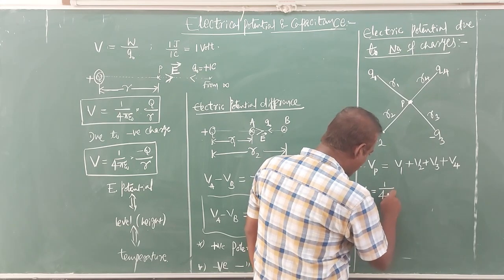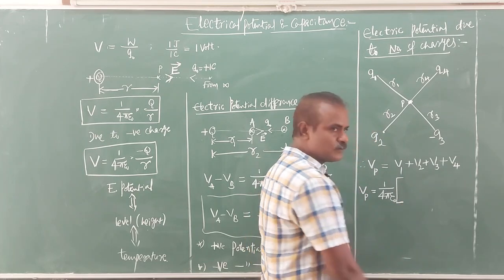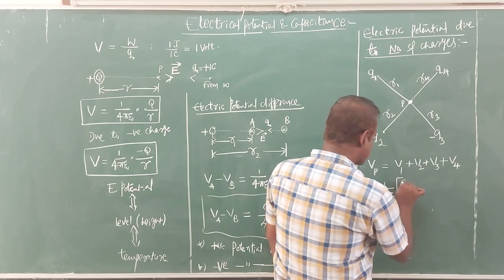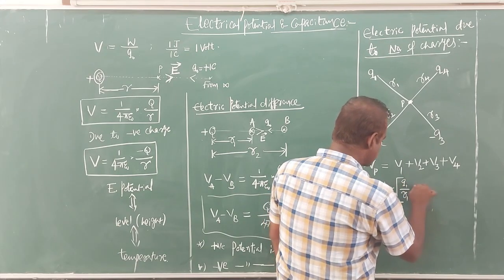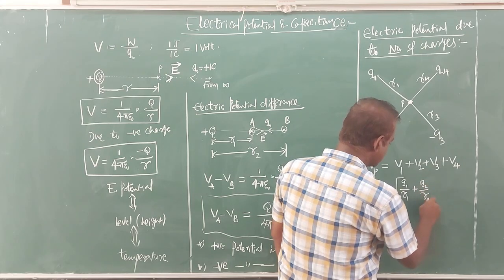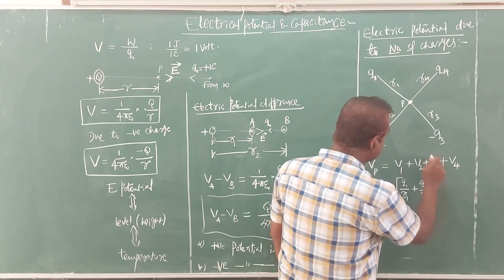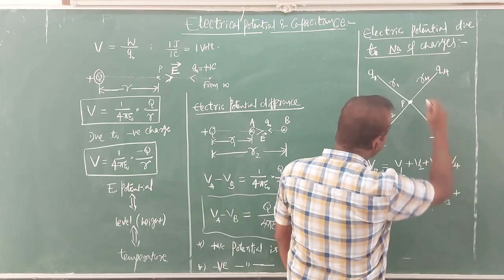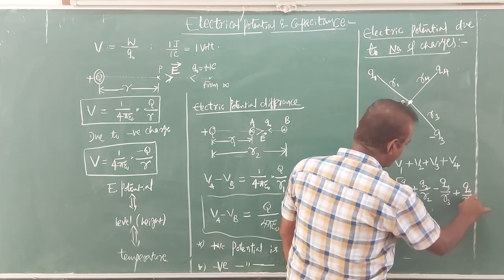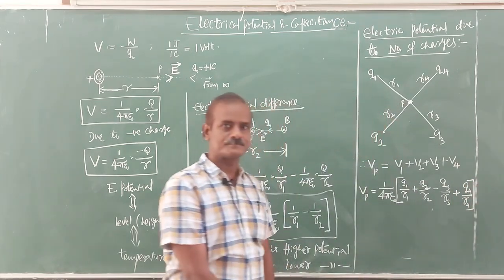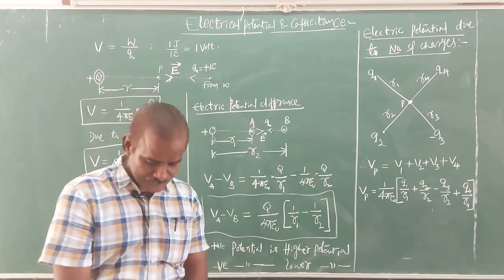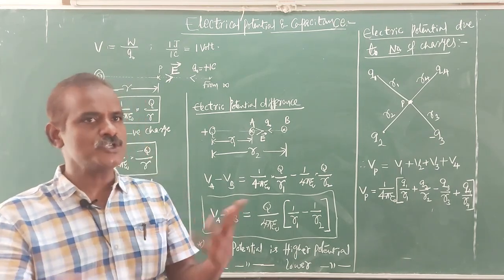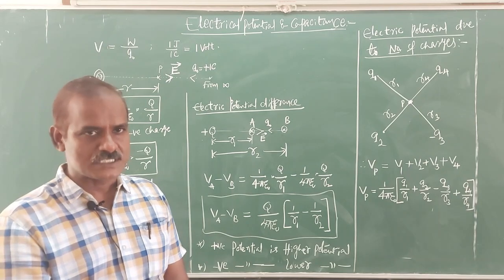Formula 1 by 4 pi E naught. Remember, it is common for all the potentials. What is this? First case Q1 by R1 plus second Q2 by R2. Remember, third is negative, therefore minus Q3 by R3 plus positive again Q4 by R4. This is how we write. If there is positive charge, positive potential, negative charge, negative potential. This is general formula. You can sum up.